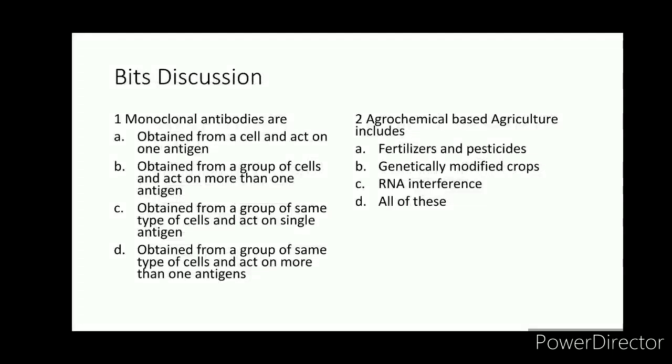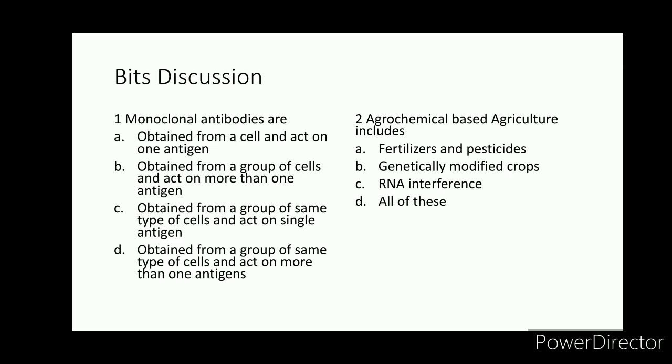Now I am going to discuss the bits, the competitive bits that are related to the concept which I have discussed. Clear? So, question number 1. Monoclonal antibodies are: option A, obtained from a cell and act on one antigen; option B, obtained from a group of cells and act on more than one antigen; option C, obtained from a group of same type of cells and act on single antigen; option D, obtained from a group of same type of cells and act on more than one antigen.